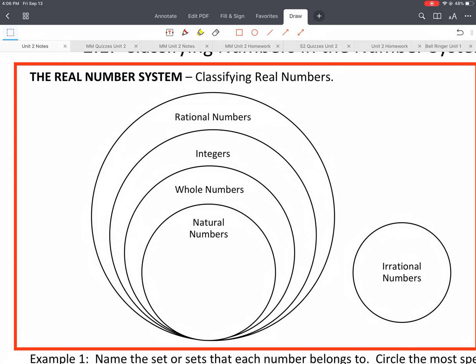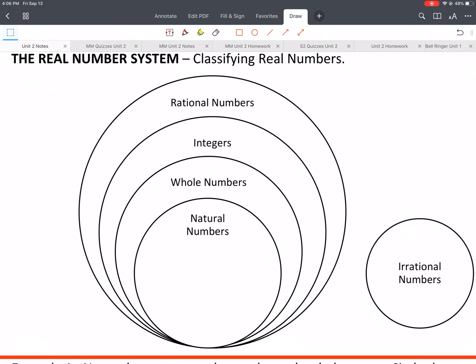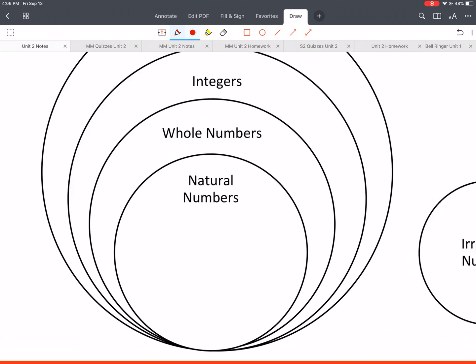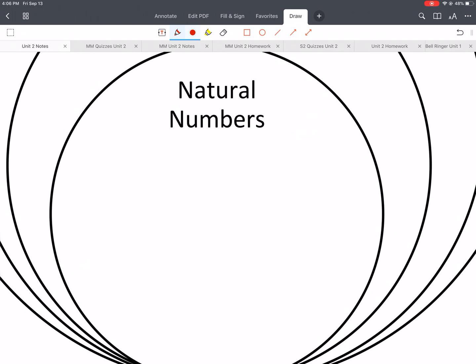So the most specific set, so these are all types of numbers, and I'll list some examples and we'll go over those. But we'll start with the natural numbers. So natural numbers are the counting numbers. So if you started to count, you would start 1, 2, 3, 4, and so forth. These are the counting numbers.